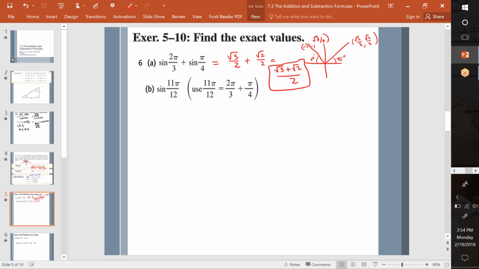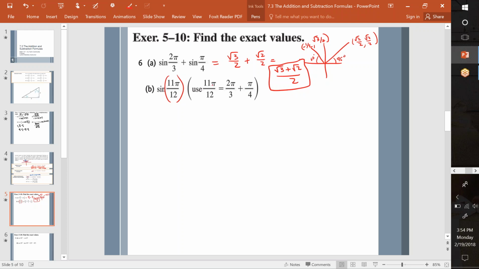Okay, now that's adding these as two separate pieces. They both have their own sign. This is different. This is sine of one larger angle that we do not have on our unit circle, but 11 pi over 12 is 2 pi over 3 plus pi over 4.